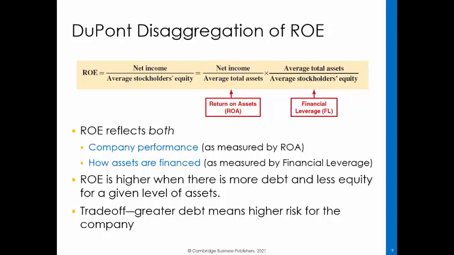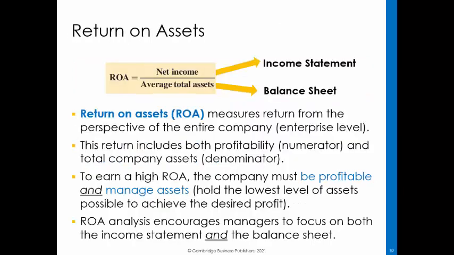ROE is higher when there is more debt and less equity for a given level of assets because the denominator in ROE, equity, is smaller. However, there is a trade-off because using more debt and less equity results in higher ROE. The greater debt means higher risk for the company.